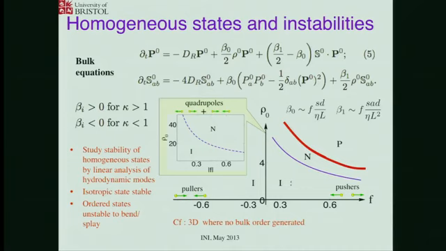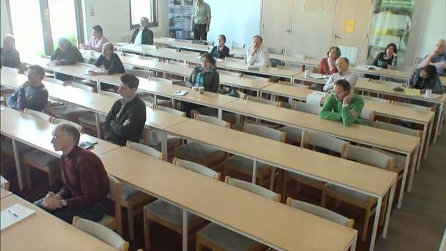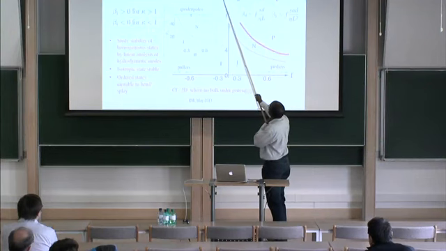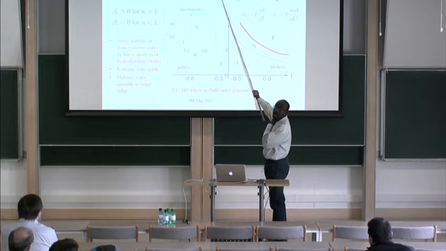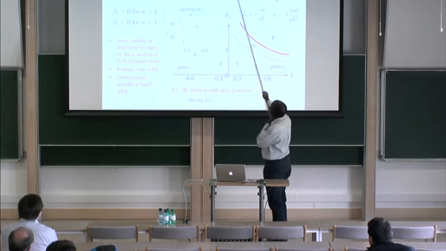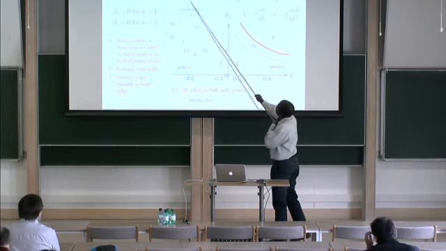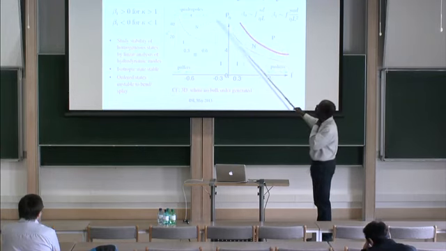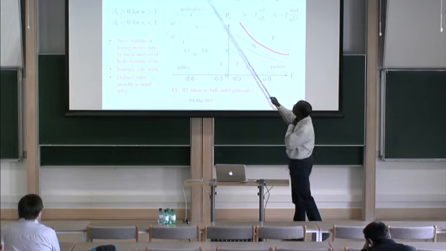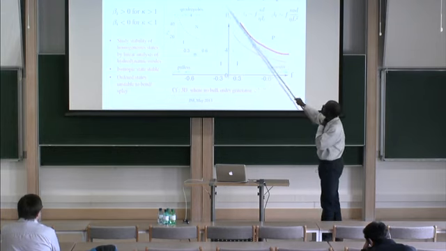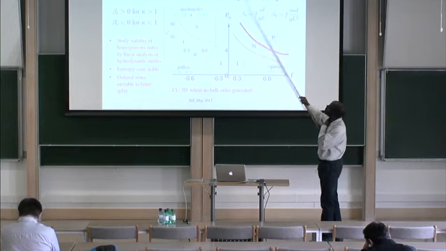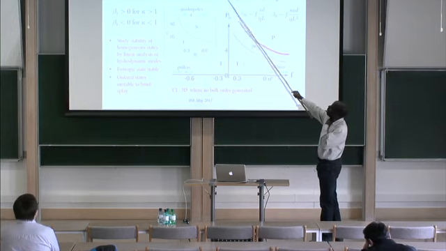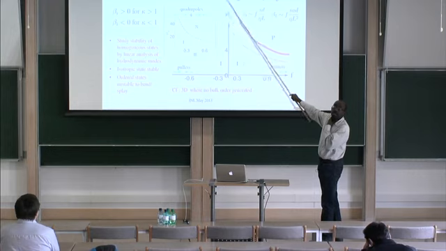What is slave to P? Imagine that P is non-zero, so I get some value of P. Then I've got to solve this equal to 0, and this tells me that S is related to a second-rank tensor constructed from P.